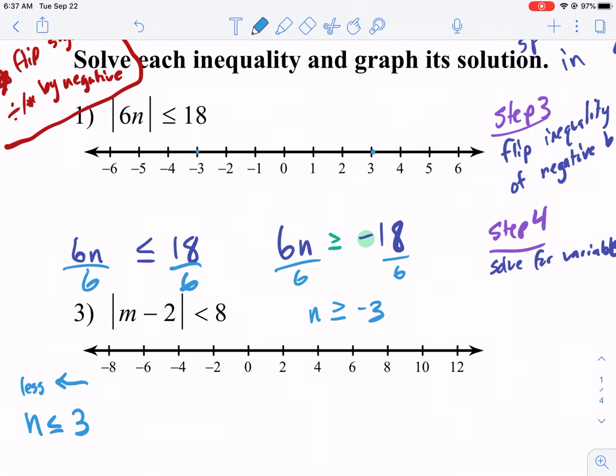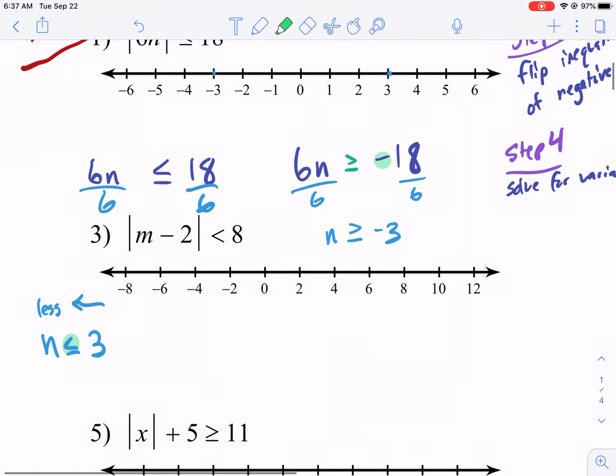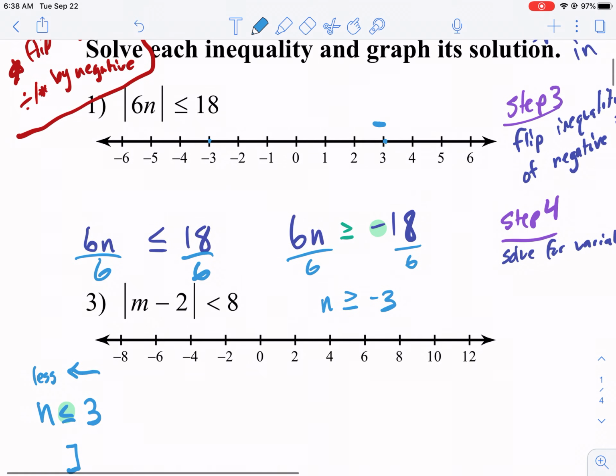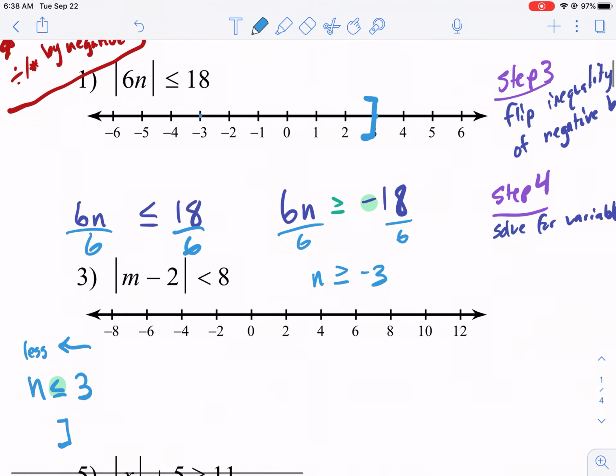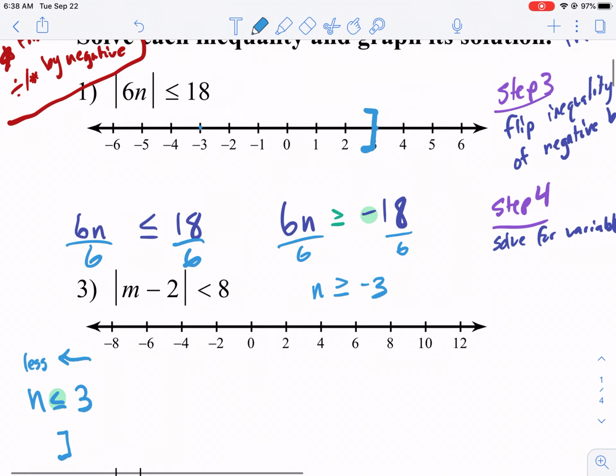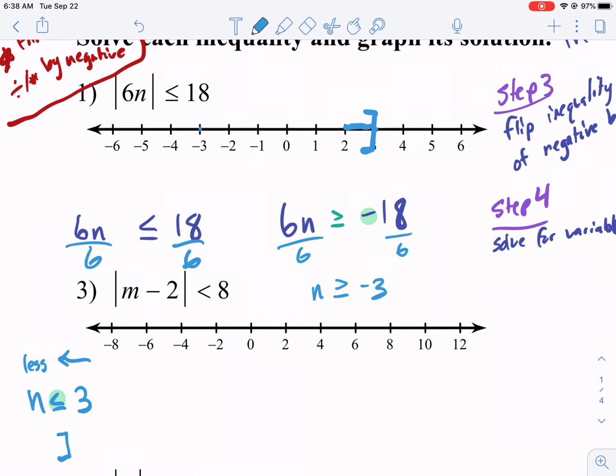And now, can it be equal to? Survey says yes. Yes, it can. If it's that, we're not going to use a solid dot like we did before. We're going to use a bracket. So the bracket's going to indicate that it can include 3. Okay, so for now, I'm going to use this color, blue, and then I'm going to go to the left. Now I'm not going to keep going all the way to the left yet because I want to see where my other one goes.